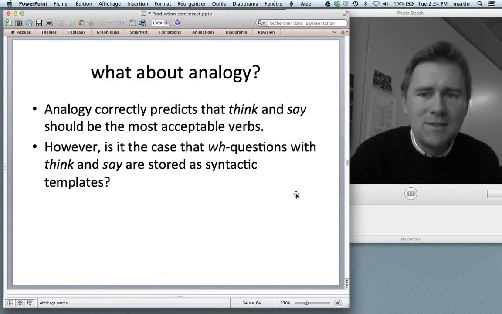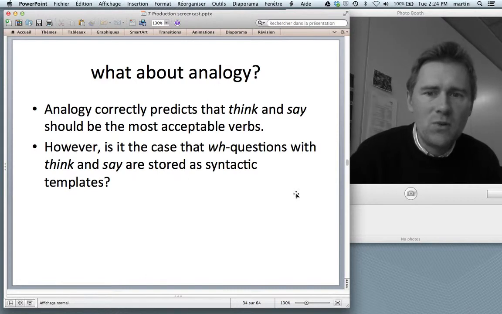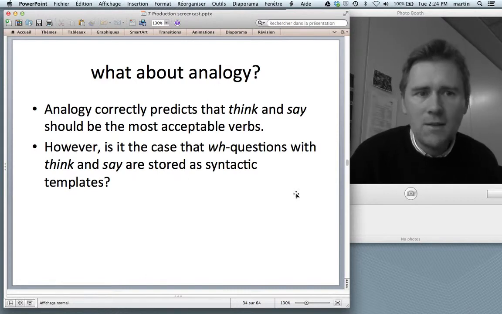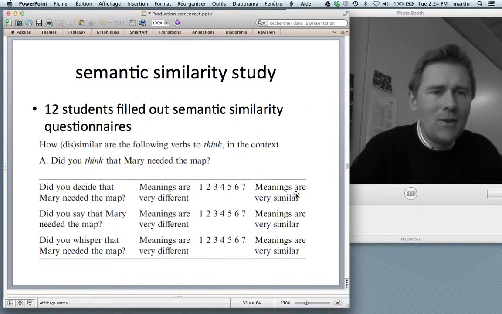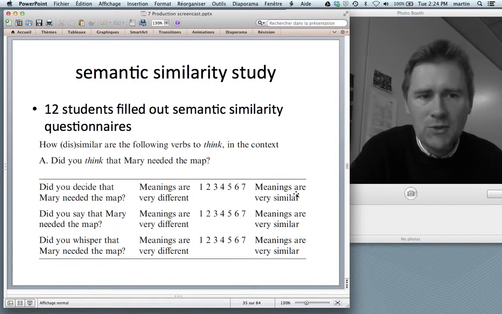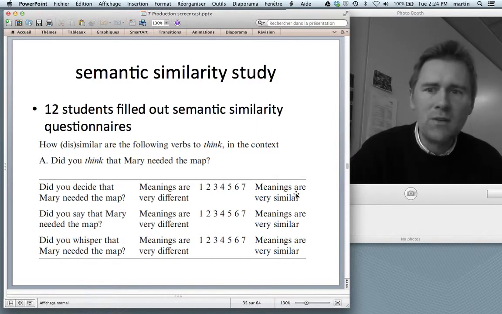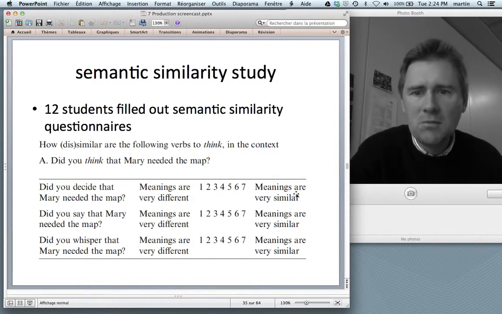However, is it the case that WH questions with think and say are stored as syntactic templates? That is an open question, and in order to address this question, Ambridge and Goldberg did a little semantic similarity study. So 12 students filled out questionnaires with semantic similarity assessments.